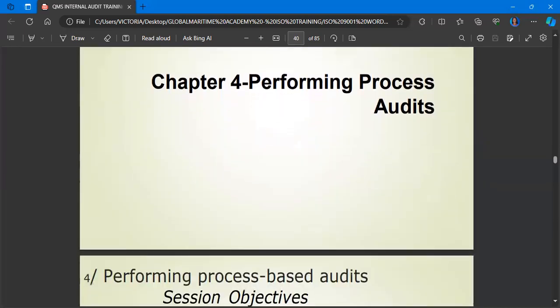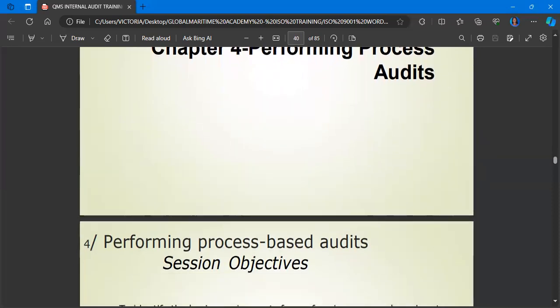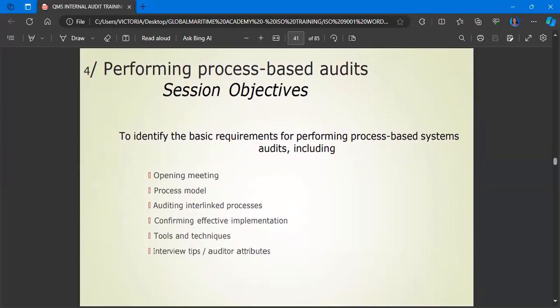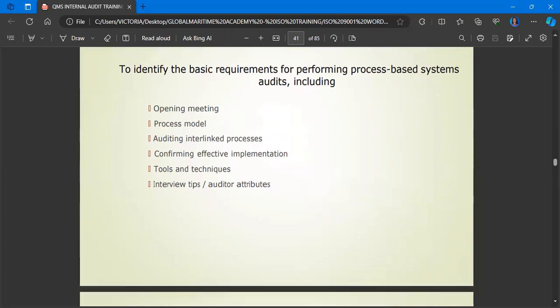So chapter 4 now, the process, performing process audits. Process audit. What is the objective of this section? To identify the basic requirements for performing process-based system audits, including the opening meeting, how you conduct the opening meeting, process model, auditing interlinked processes, confirming effective implementation, tools and techniques, interview tips, and auditor attributes. That is what we'll be looking at in this section.